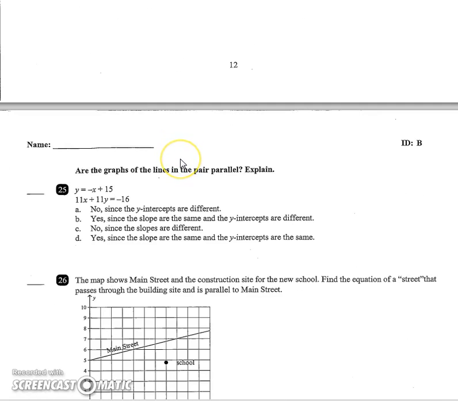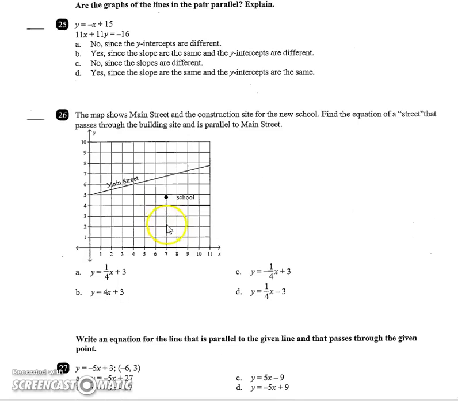Number 25, are the graphs of the lines in the pair parallel? Explain. So you're specifically looking at these two equations to determine if the lines are indeed parallel. In order to do that, you will have to write the second equation in slope-intercept form so you can compare the slopes and the y-intercepts.